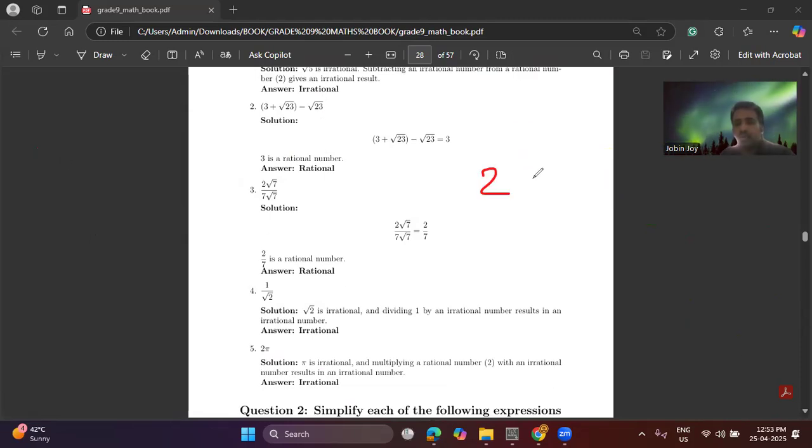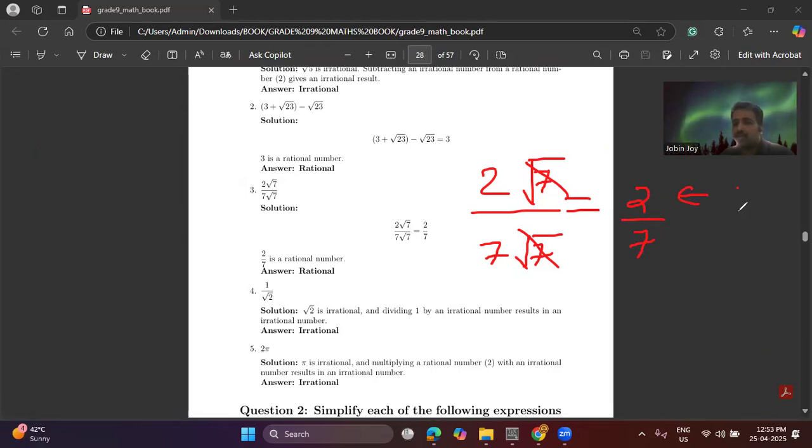2 root 7 divided by 7 root 7. So root 7 cancels, so it will be 2 by 7. What is 2 by 7? This is in the form of p by q. So this is a rational number.